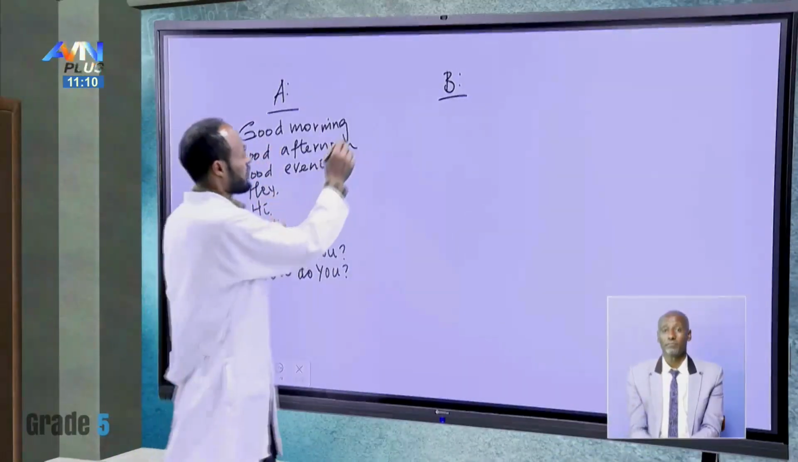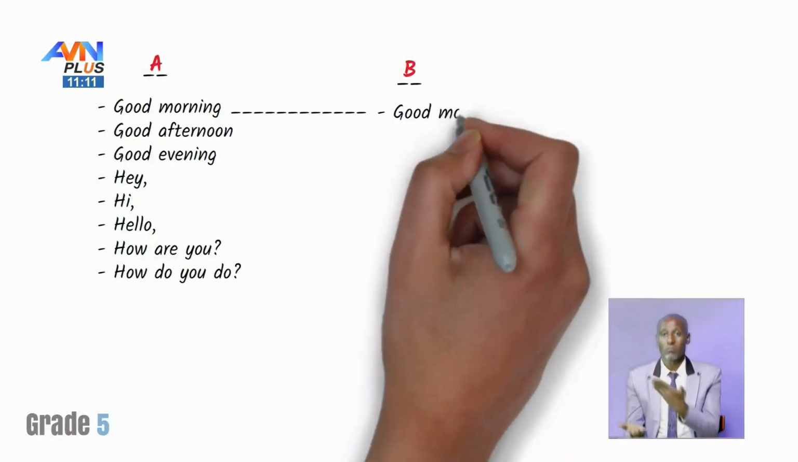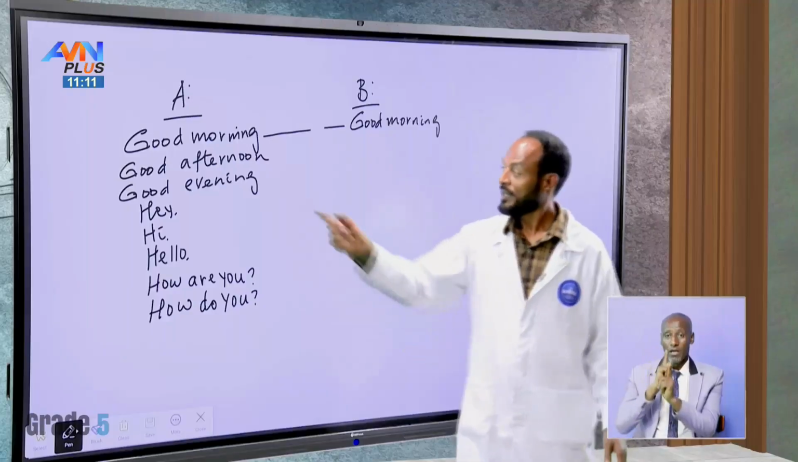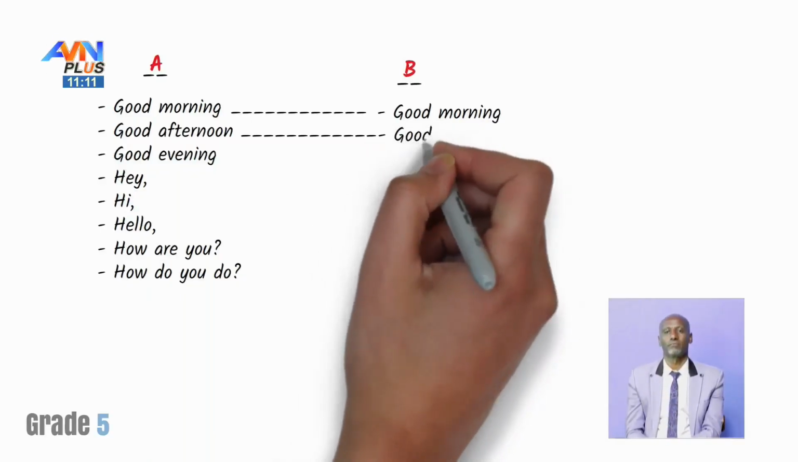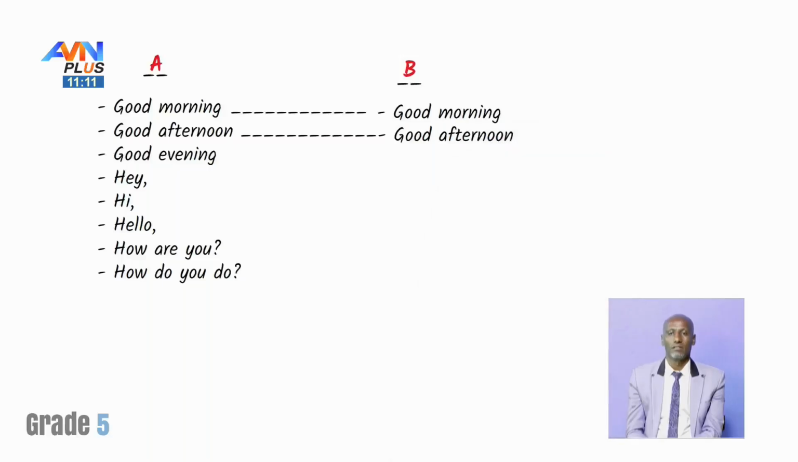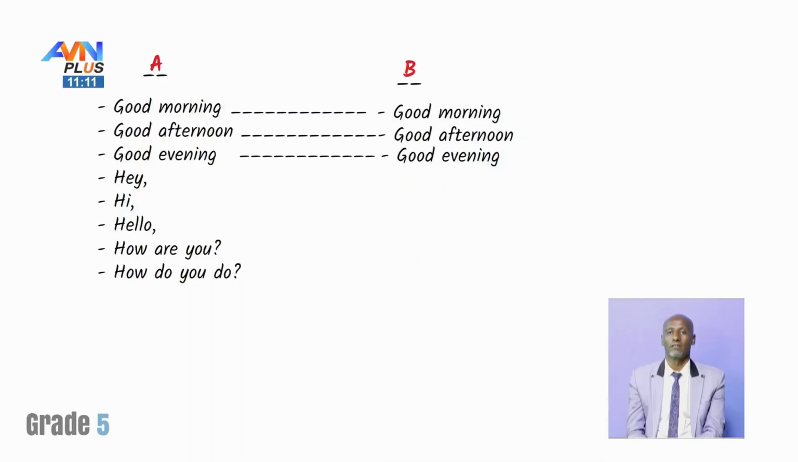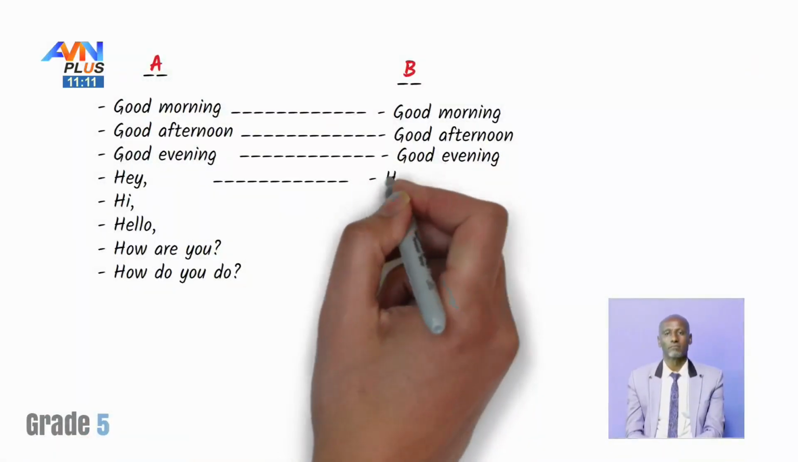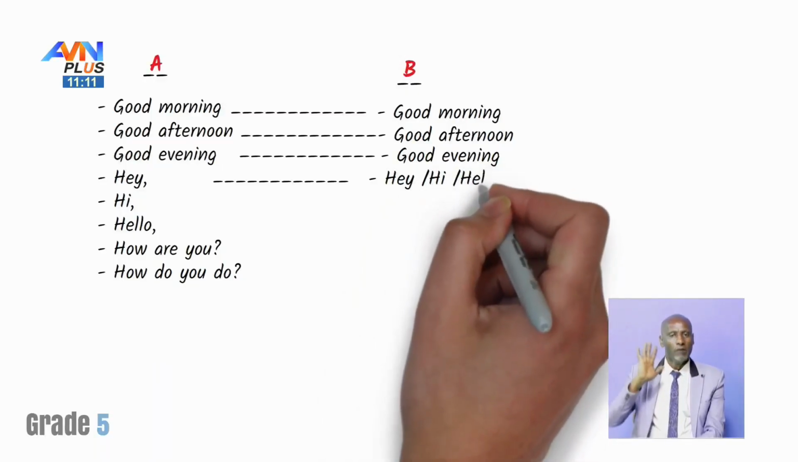Students, I hope you're familiar with this one. If someone says good morning, you respond also with good morning. If Mr. A says good morning, Mr. B also should say good morning. What about good afternoon? The same, okay? We say good afternoon as it is. What about good evening? If someone says good evening, you also say good evening as it is. What about hey? You can say hey, or hi, or maybe hello. It's possible, okay?